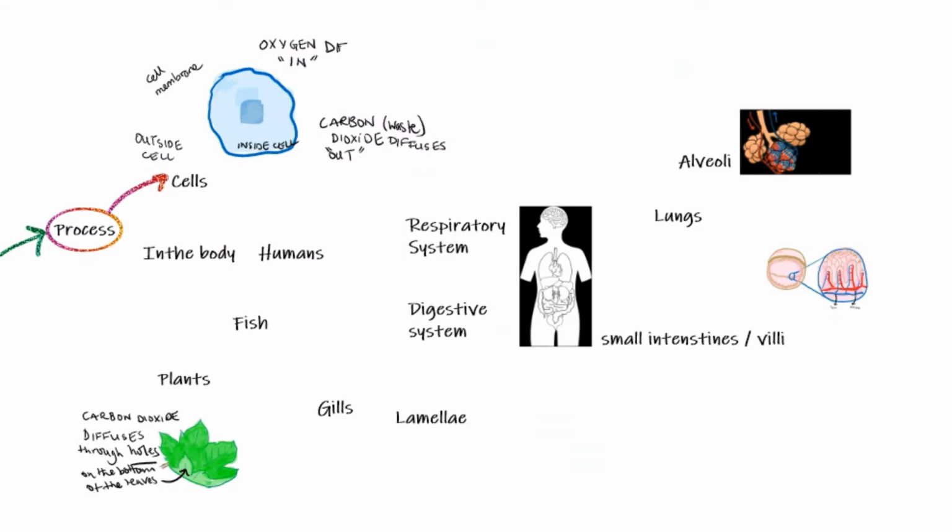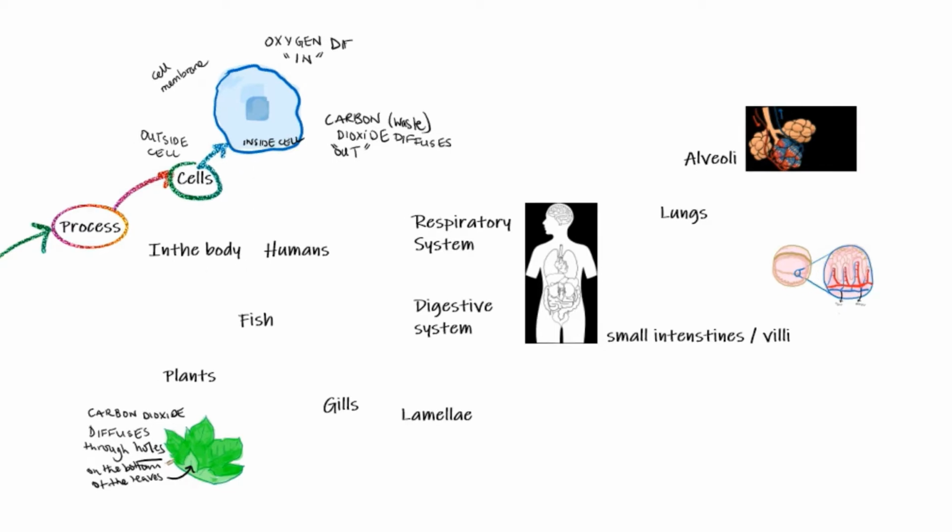The process of diffusion involves cells. Substances are transported in and out of the cell by diffusion. Here we can see a diagram of the cell. We can see the cell membrane, we can see the outside of the cell and the inside of the cell. Substances involved are oxygen and carbon dioxide. The oxygen diffuses into the cell, whereas the carbon dioxide diffuses out of the cell. Carbon dioxide is a waste gas.